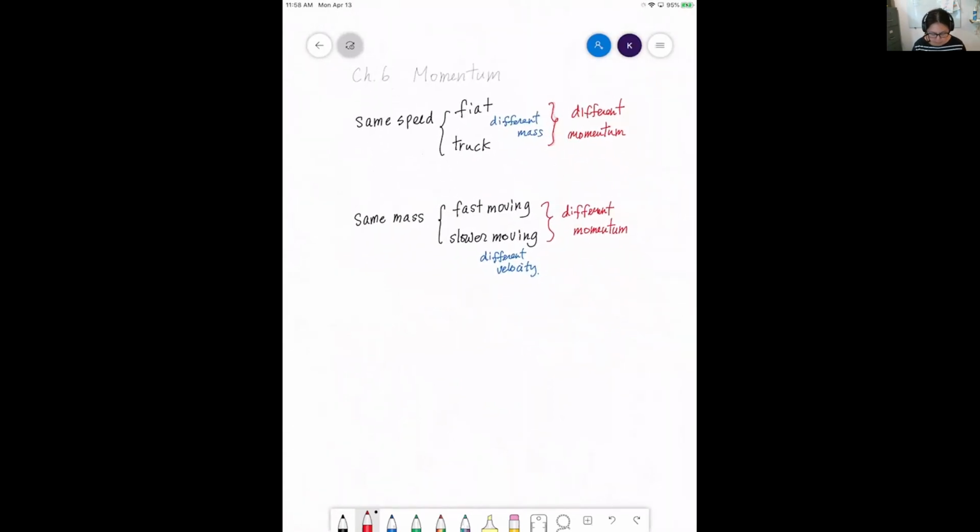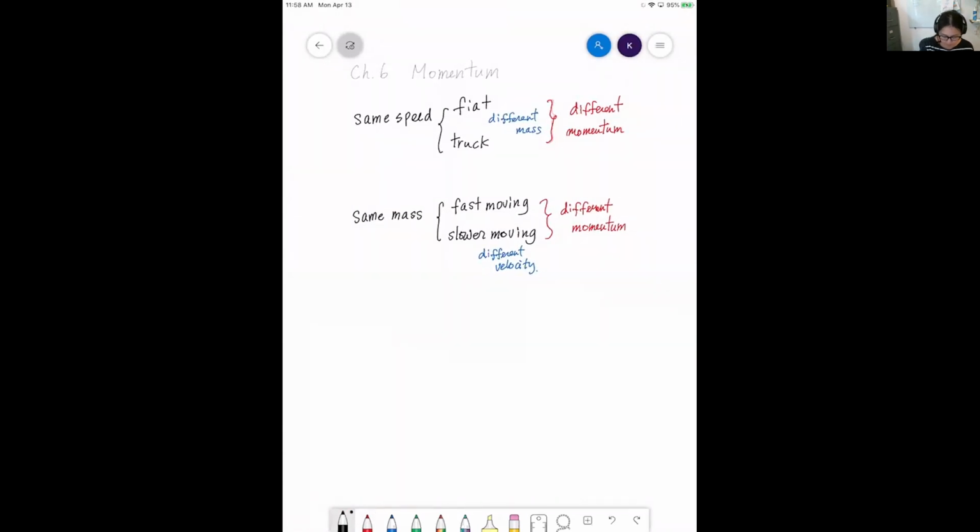So I'm going to define what momentum is. The definition of momentum is mass times velocity. Okay, what's the unit for mass? The unit for mass we typically use is kilogram. For velocity, we use meter per second.